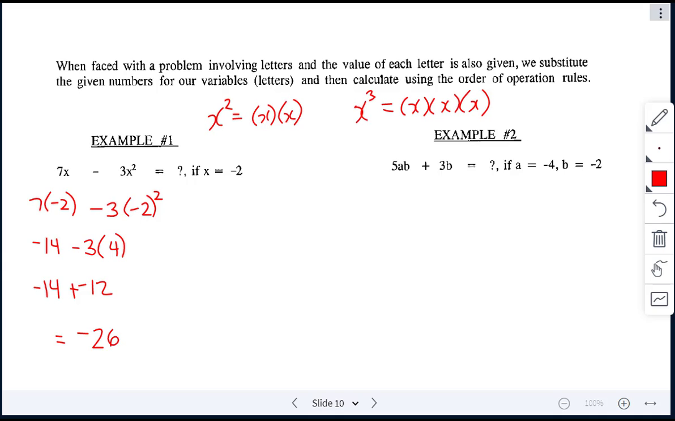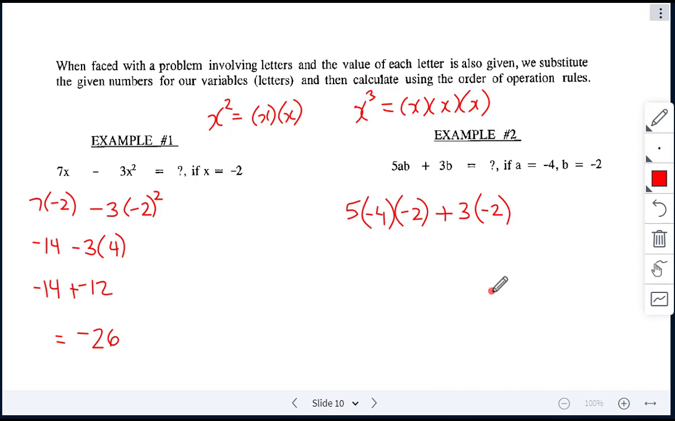All right, next example, we have two variables. So we have 5ab plus 3b equals blank, and we're told a is equal to -4, b is equal to -2. So make sure you are substituting correctly into the equation. So we have 5 times a is -4, times b is -2. Okay, so that's what the first part looks like, the 5ab. Then we have plus 3 times b. The b is -2. There we go. So everything has been substituted in.